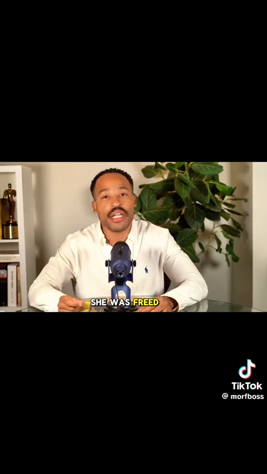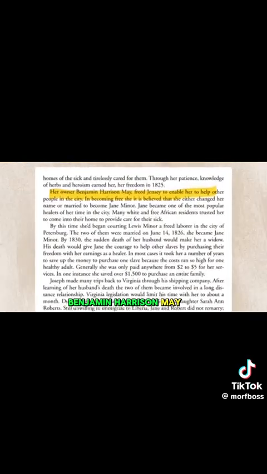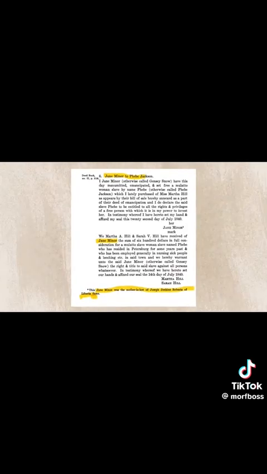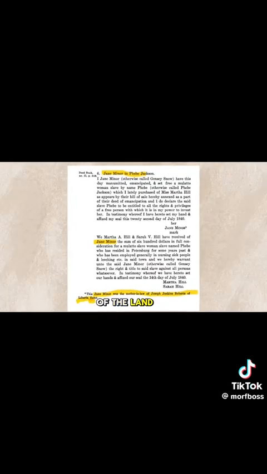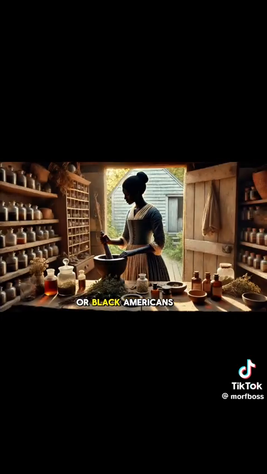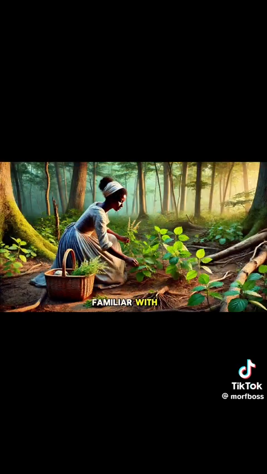Okay. And then you have Joseph Jenkins Roberts' mother-in-law, who was known as Jane Minor or Jency Snow. She was freed by, get ready, Benjamin Harrison May. Again, there goes that Harrison family name. She was freed because she was a nurse and she was good with medicine and she knew the medicinal plants of the land. With the money that she made, she freed many other American Indians or Black Americans who were living in Virginia at that time. She knew ways of curing people that the European colonists were not familiar with. She would use sassafras, sage, and many other natural plants found in the Virginia area to cure her patients.